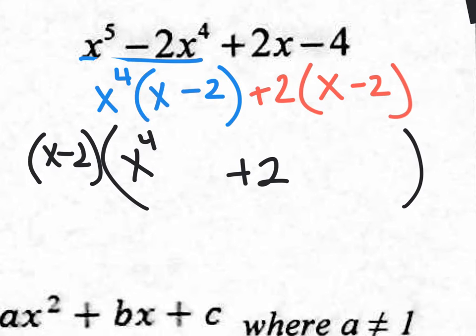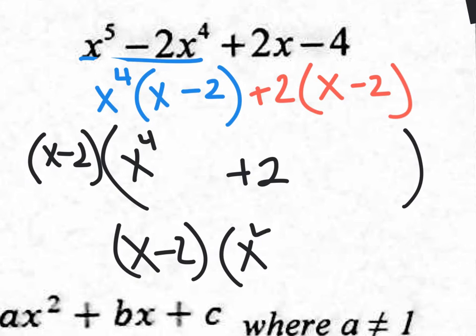And of course, let's write it the right size, right? x minus 2, x to the 4th plus 2. Ladies and gentlemen, that is factoring by grouping.